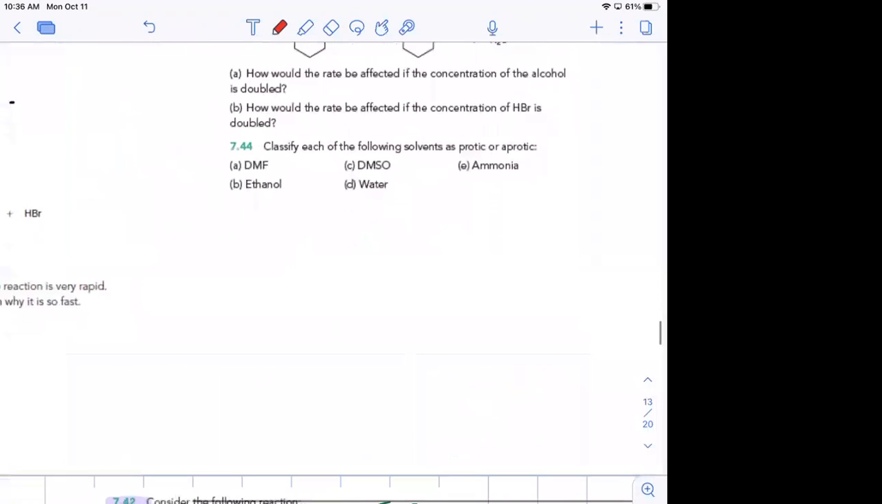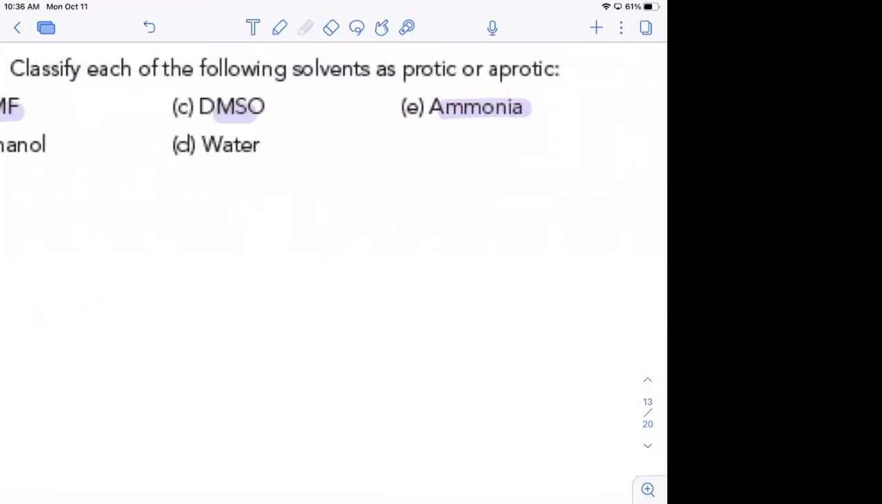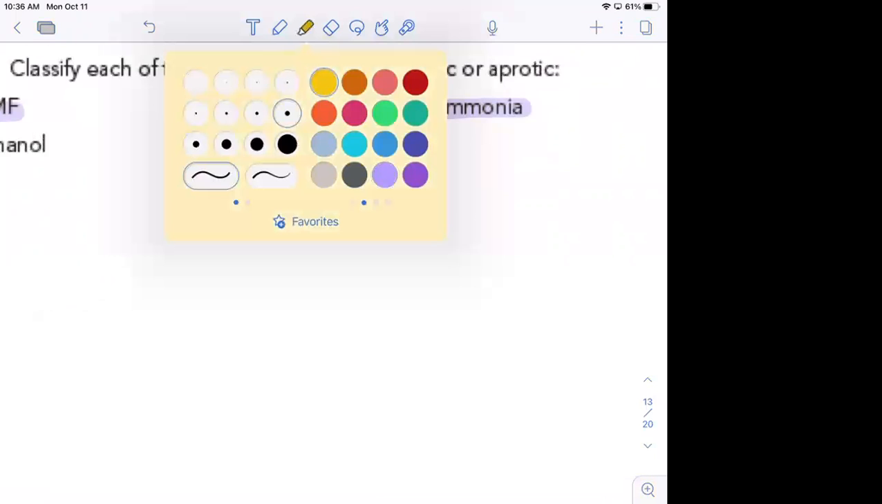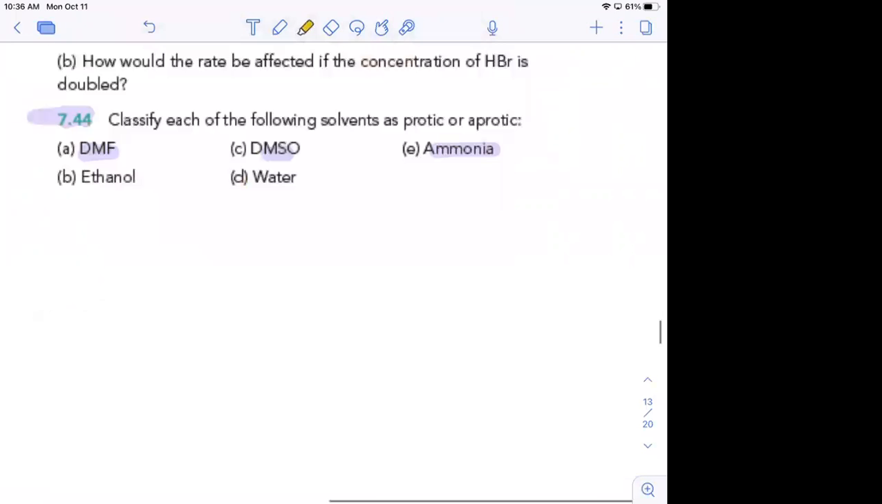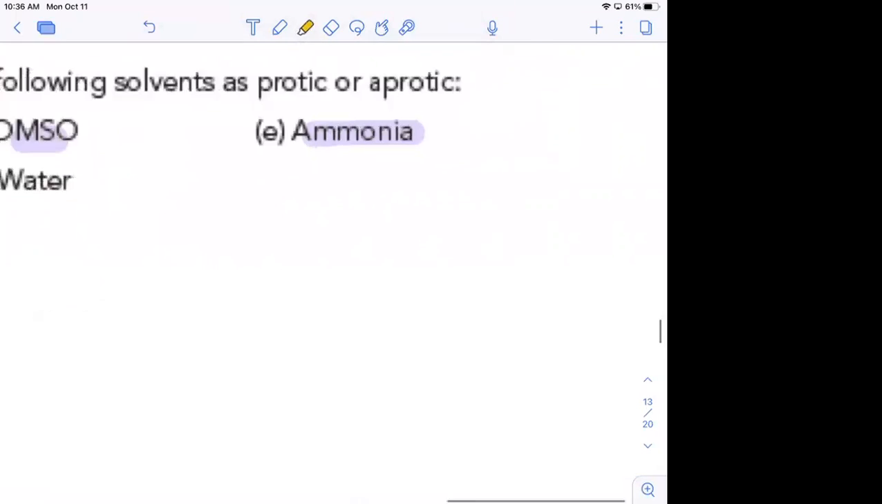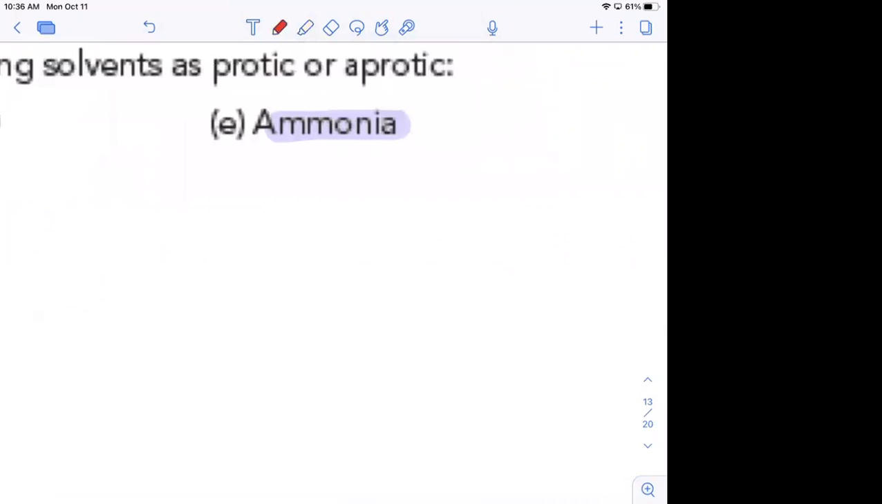All right, let's answer 744 right quick. DMF, DMSO, and ammonia, protic or aprotic? Aprotic. All of them are aprotic.